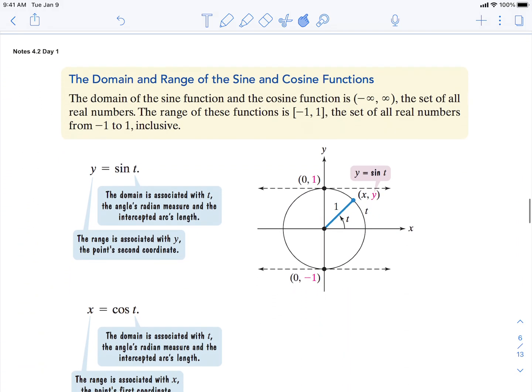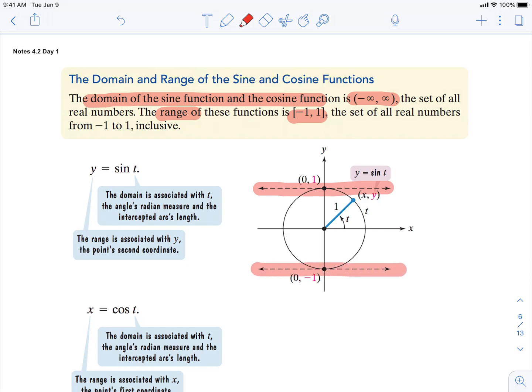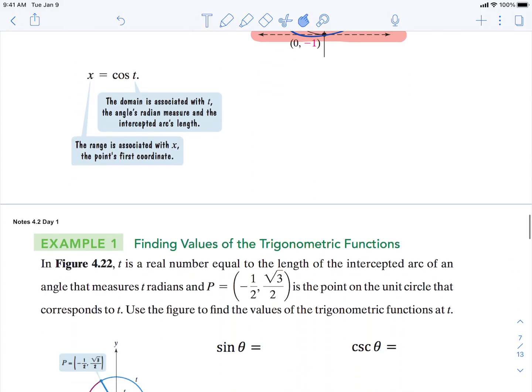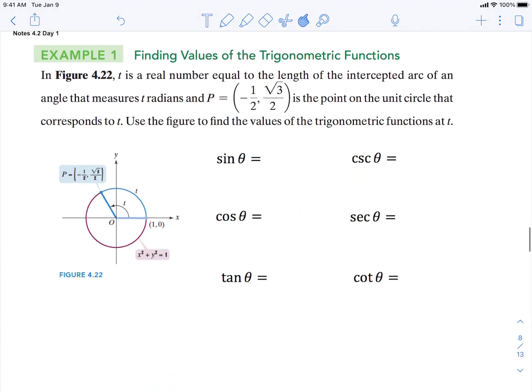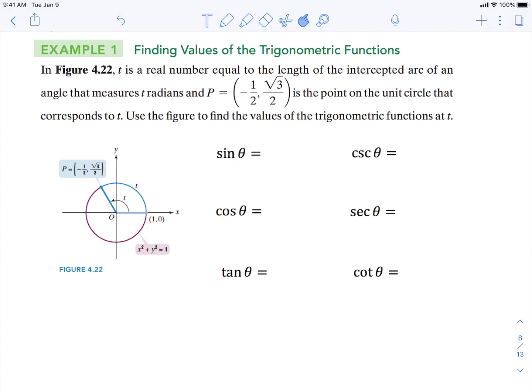The domain and range for the sine and cosine function are in this yellow box. So the domain of the sine and cosine function is all real numbers, and the range is from -1 to 1. So then you can see the graph of the unit circle on the coordinate plane. Here's your range of values between -1 to 1, and then the x values, any number can work. So we're going to go ahead and do this first example.